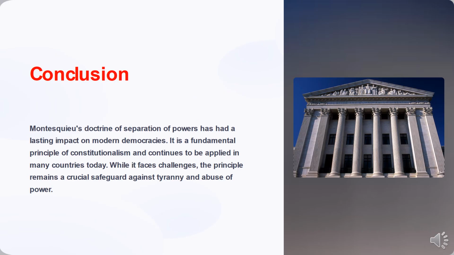Conclusion for the chapter: Montesquieu's theory of separation of powers, advantages and disadvantages. Montesquieu's doctrine of powers has had a lasting impact on modern democracies. His theory offers a framework for balancing power and protecting individual rights. While it has advantages such as preventing tyranny and promoting accountability, it also has disadvantages like gridlock and inefficiency. Overall, the theory remains influential in shaping modern governance and constitutional design.